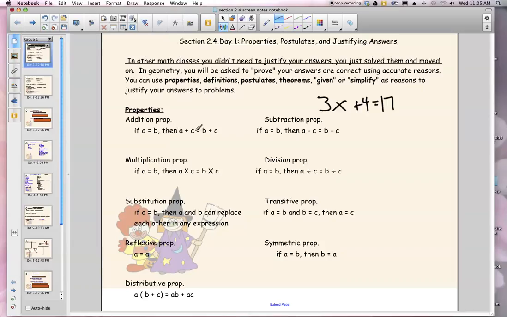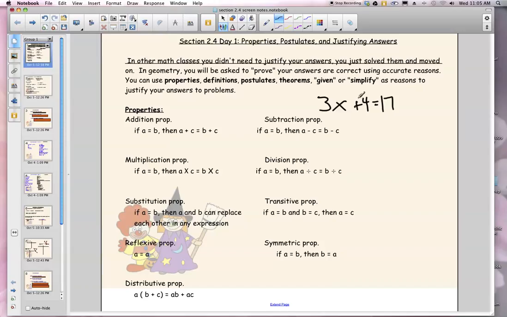Properties is one way that you can do that. Okay? For example, the addition property. The addition property says if you have 2 things that are set equal to each other, for example this, the 3x plus 4 is set equal to the 17, then the addition property says it's okay to add the same thing to both sides. As long as you add it to both sides, it's an okay thing to do.